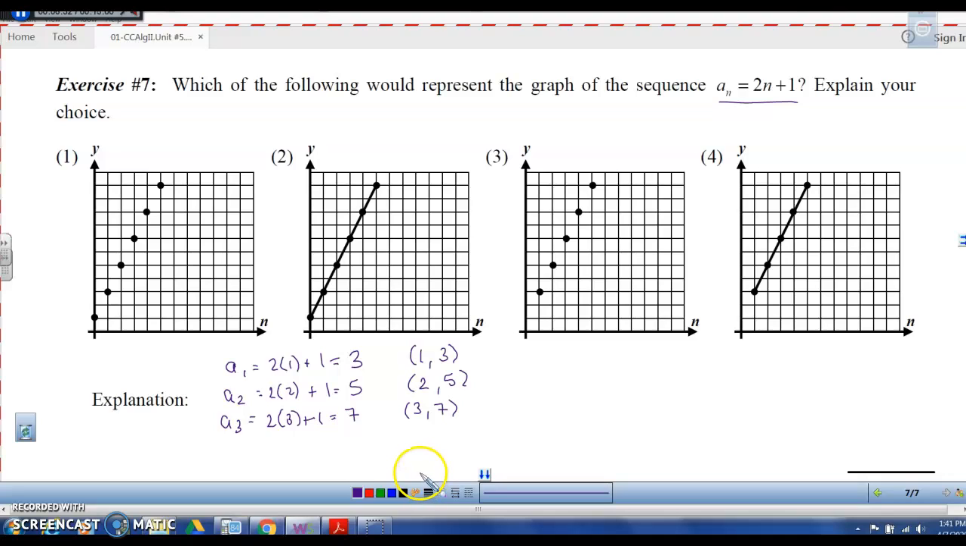Okay, so first of all, we can eliminate immediately number 1 and number 2 because of this. This right here, where does the sequence start? It starts at the first term. This is term 0. Okay, so that's term 0, not term 1. So it can't be this one, and it can't be this one. The sequence has to start at the first term, so it's got to start at 1. So it's either got to be this one or this one.